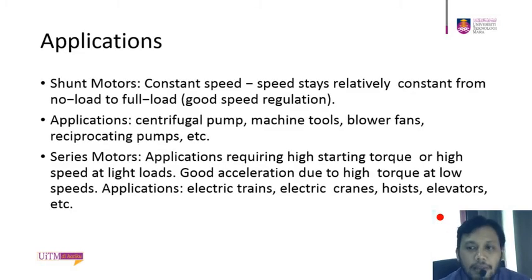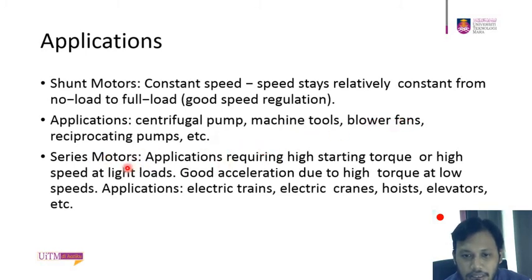So let's look at the applications. Usually shunt motors are used for constant speed, where speed stays relatively constant from no load to full load. There is good speed regulation, so they are usually used in centrifugal pumps, machine tools, blower fans, pumps, etc.